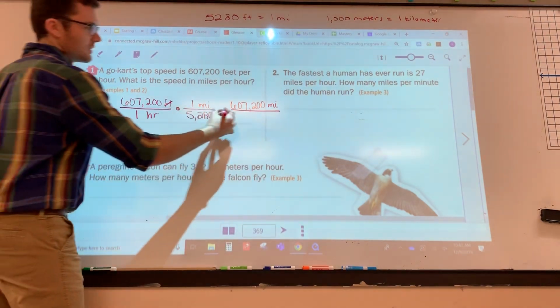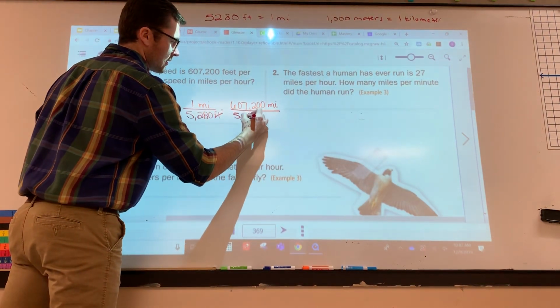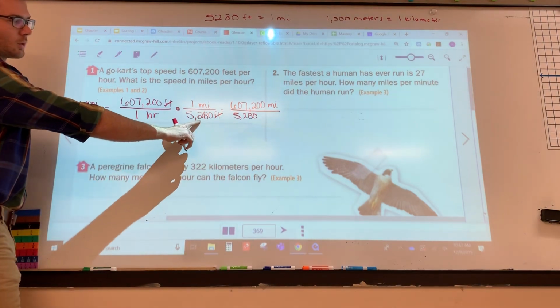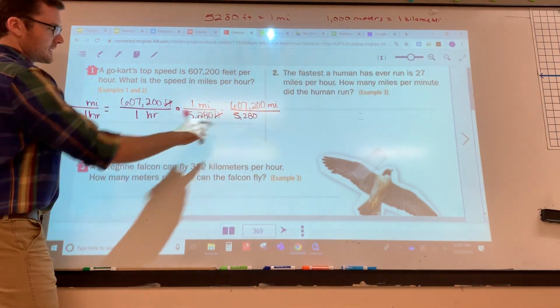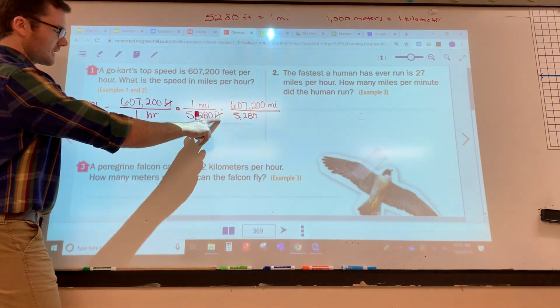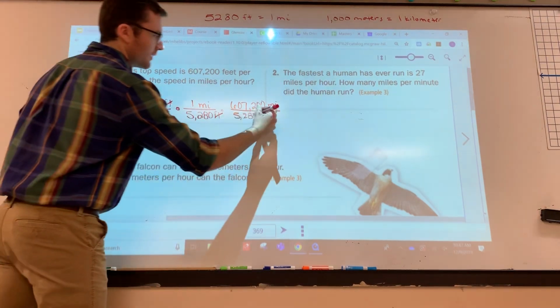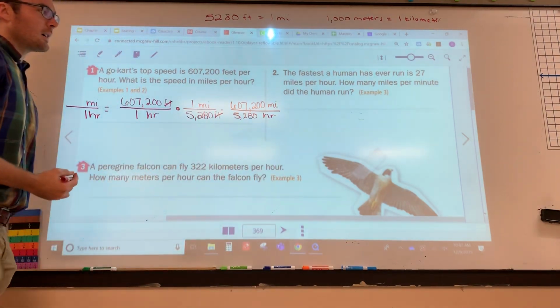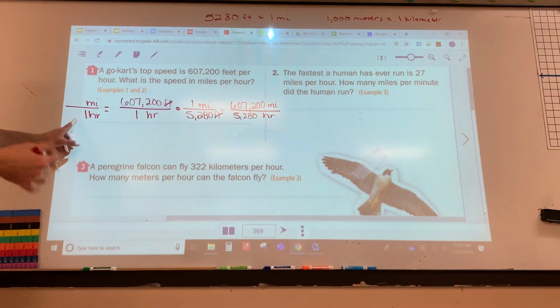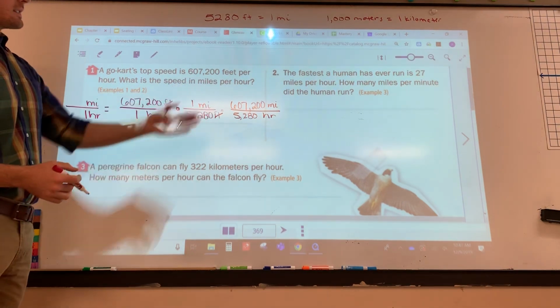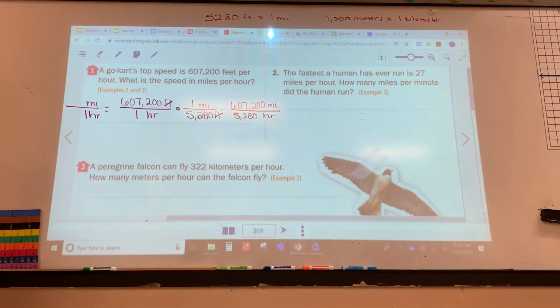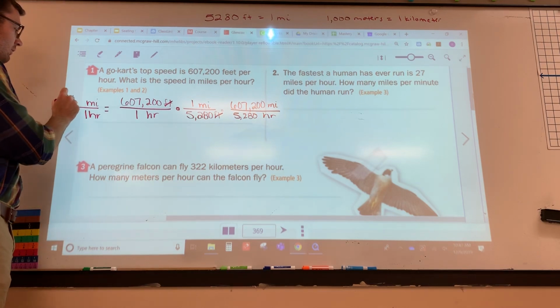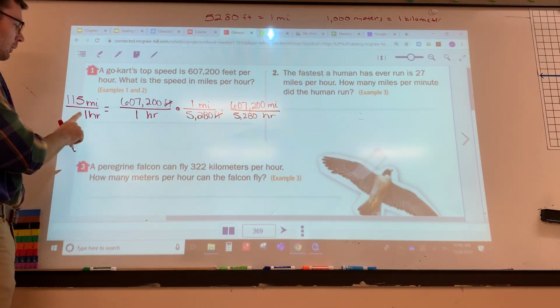And 5,280, because I know 5,280 times 1 just stays the same. And I've already crossed out feet when I cross canceled, so all I have left now is hours. So now I have it in miles per hour. But I need it to be 1 hour because we're talking about unit rates. So I'm going to divide 607,200 divided by 5,280, and that'll give you 115 miles per 1 hour.